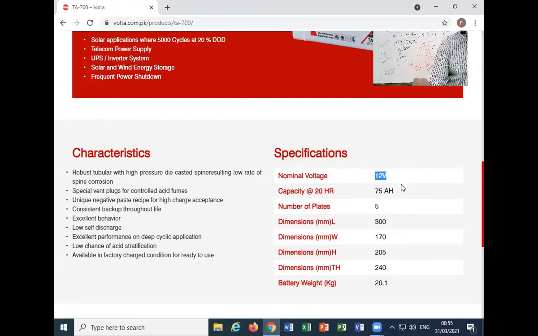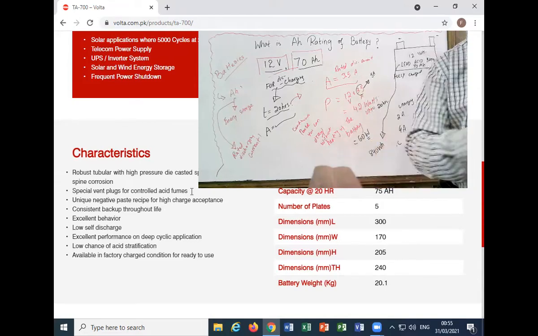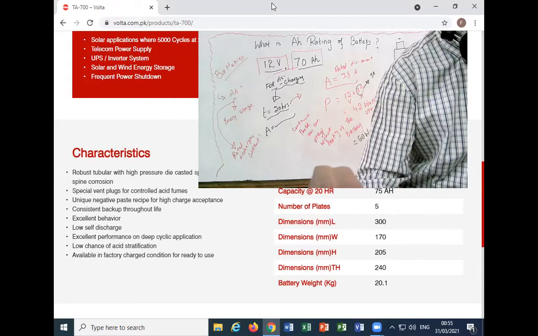It means that what will be its power rating? You can calculate. You are looking at the screen. I think the screen is visible to you as well. My camera is visible. Okay, so let's have some understanding of this battery.